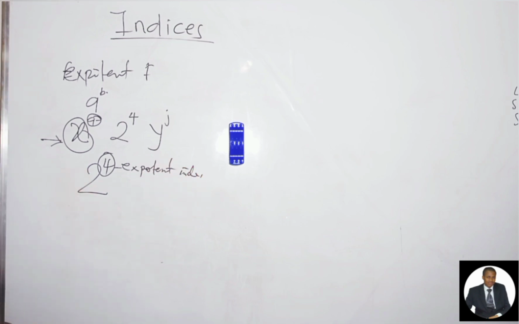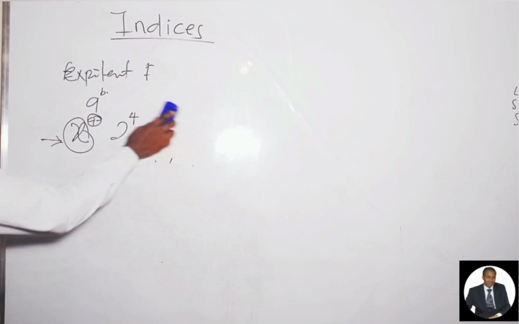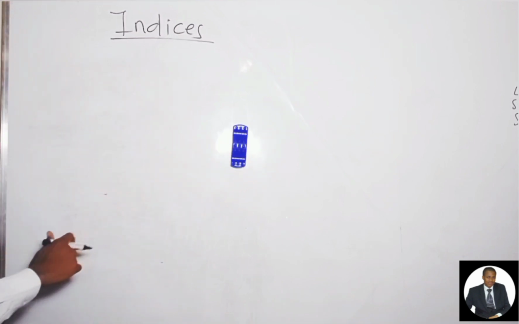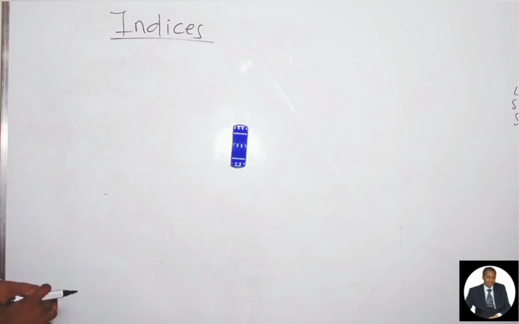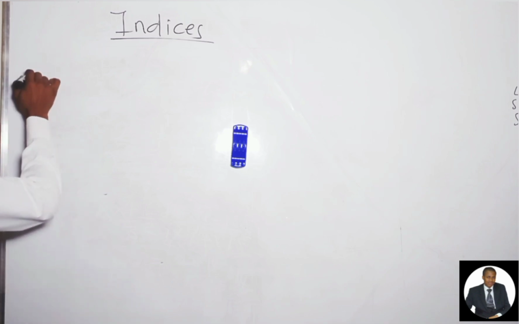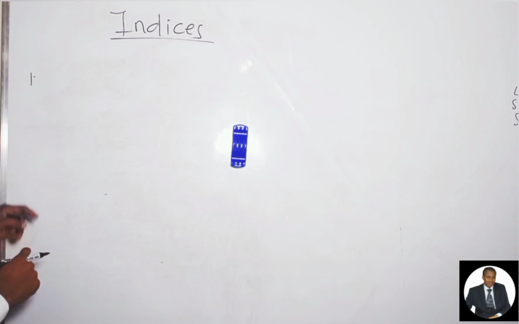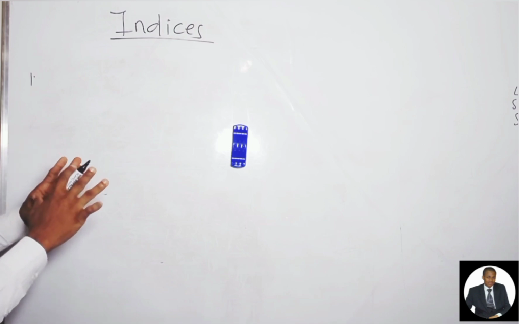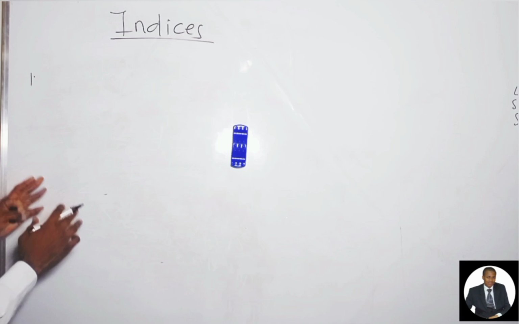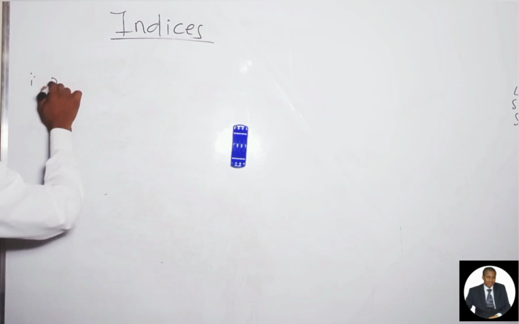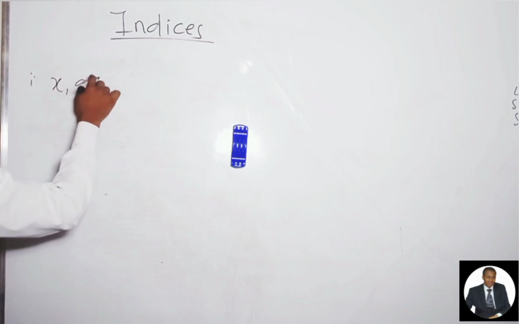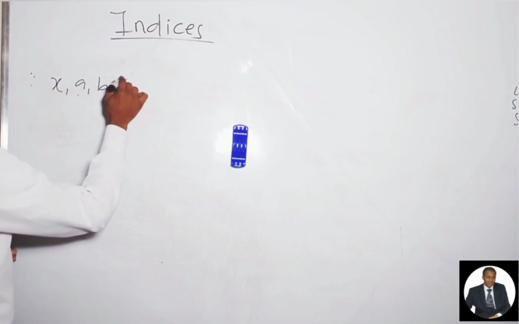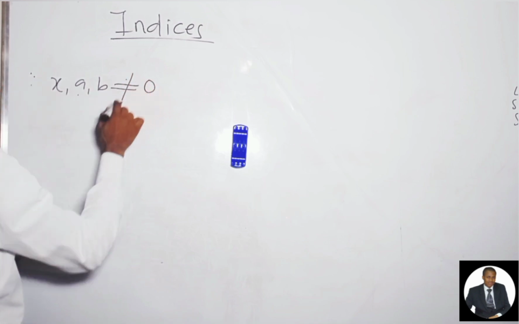There are laws guiding indices. We have the addition law, we have the division law. Today we want to look at the first law. Now all these laws will take hold where x, a, b, whether it's the exponent or the integer, is not equal to 0.